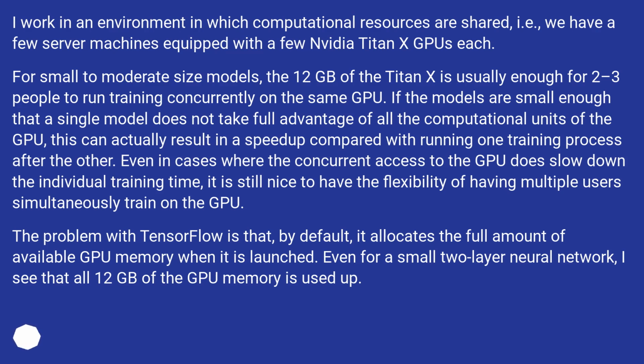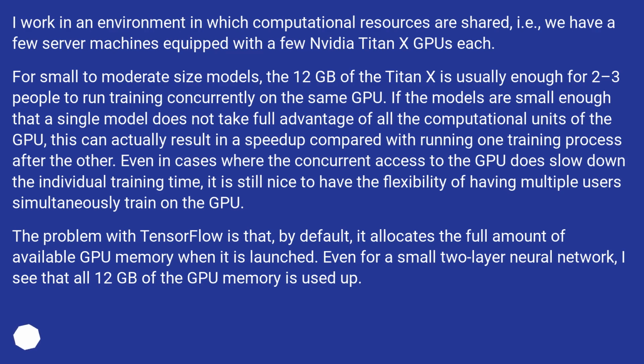I work in an environment in which computational resources are shared, i.e., we have a few server machines equipped with a few NVIDIA Titan X cores each. For small to moderate size models, the 12 GB of the Titan X is usually enough for 2 to 3 people to run training concurrently on the same GPU.